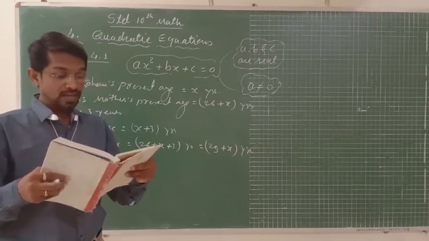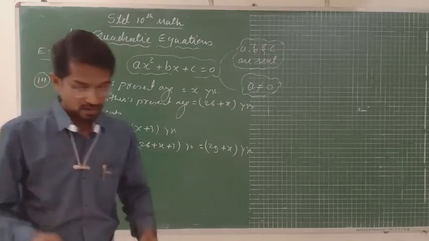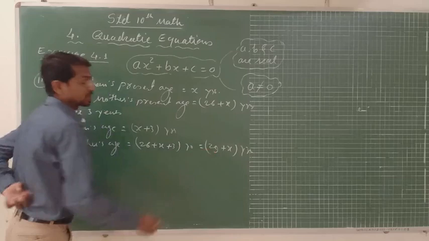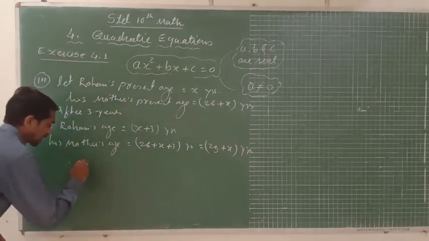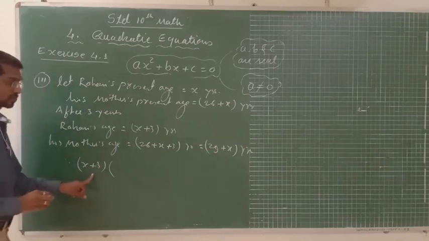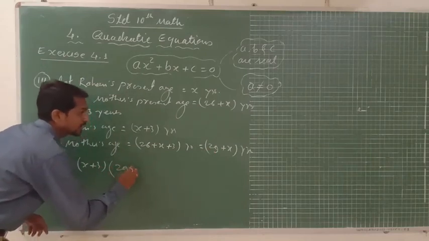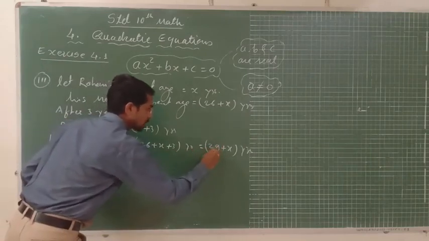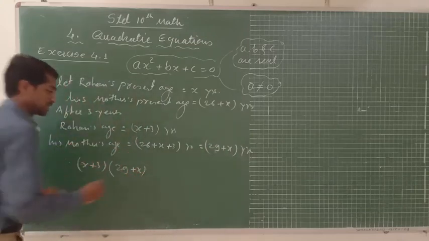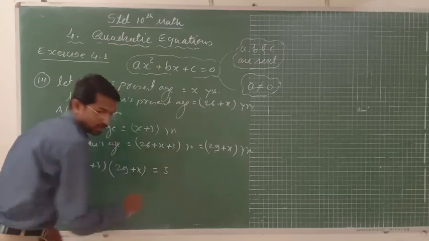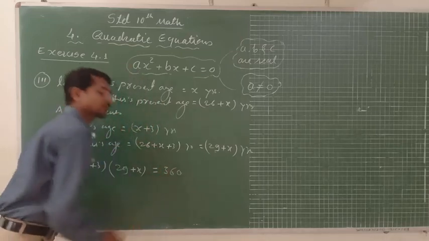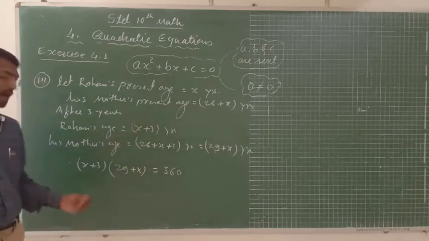The product of their ages after 3 years will be 360. The meaning is that the product of these two numbers is what? So x plus 3 is Rohan's age after 3 years, and 29 plus x is his mother's age after 3 years. This product is given as 360. Okay, just solve this one as you know this bracket.